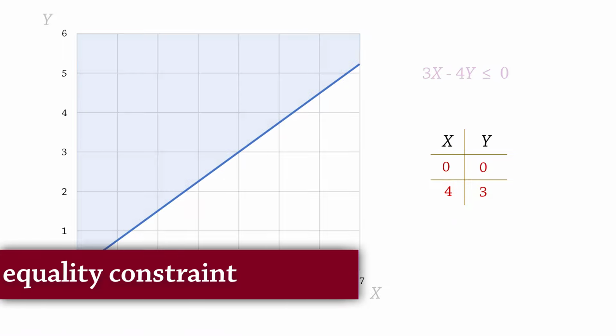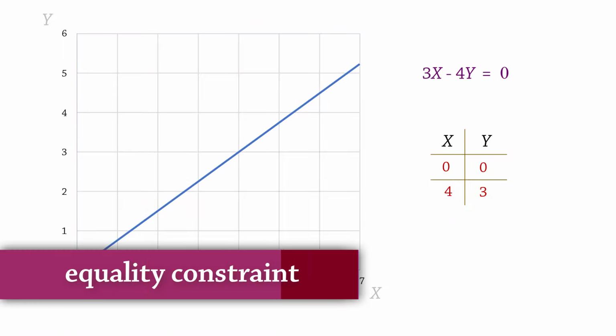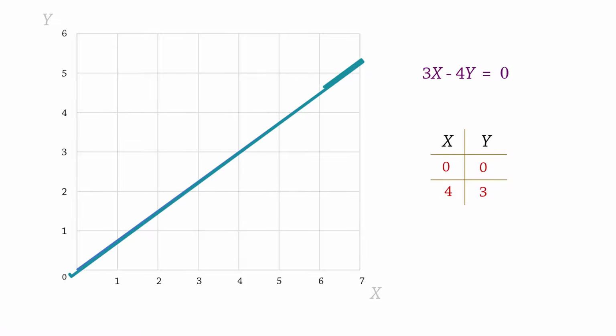Finally, we also have equality constraints that are only satisfied on the line, not above it and not below it. And if an LP model has one of these equality constraints, the feasible region will always be on the equality line. And that's how to draw most common types of linear constraints graphically.